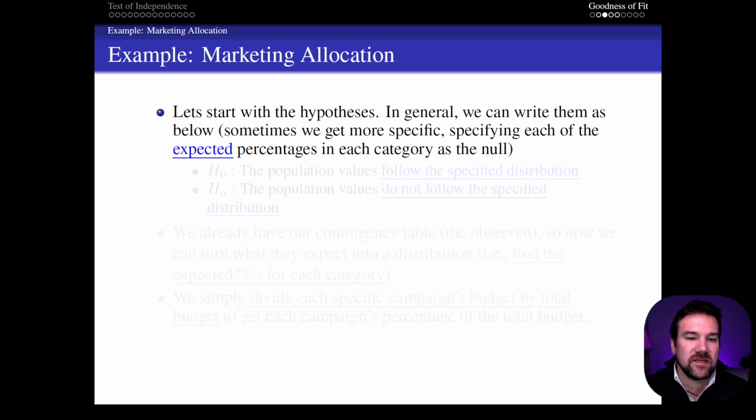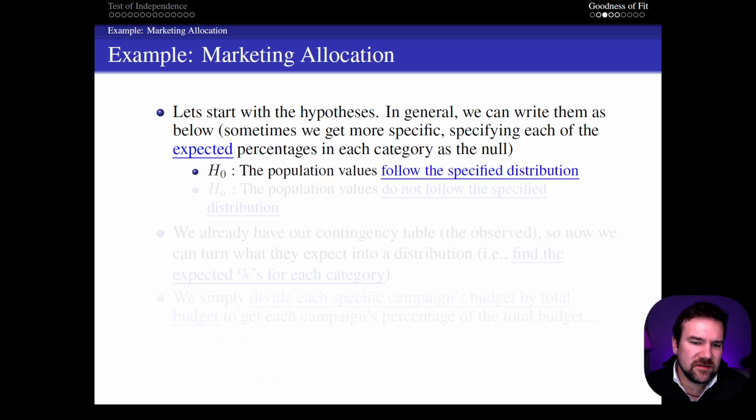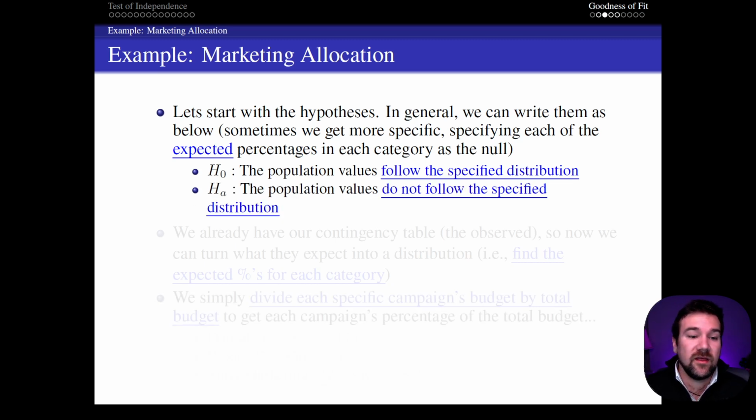All right, well, let's take a step back and start with the hypotheses. In general, we can write them below. Again, we can get more specific if we want to, depending on the null and alternative hypothesis. But broadly speaking, it's the population values follow the specified distribution, whether that's uniform, whether that's the distribution of the marketing budget, whether that's whatever. So whatever the specified distribution is, that's our null hypothesis. And the alternative is that the values don't follow the specified distribution.